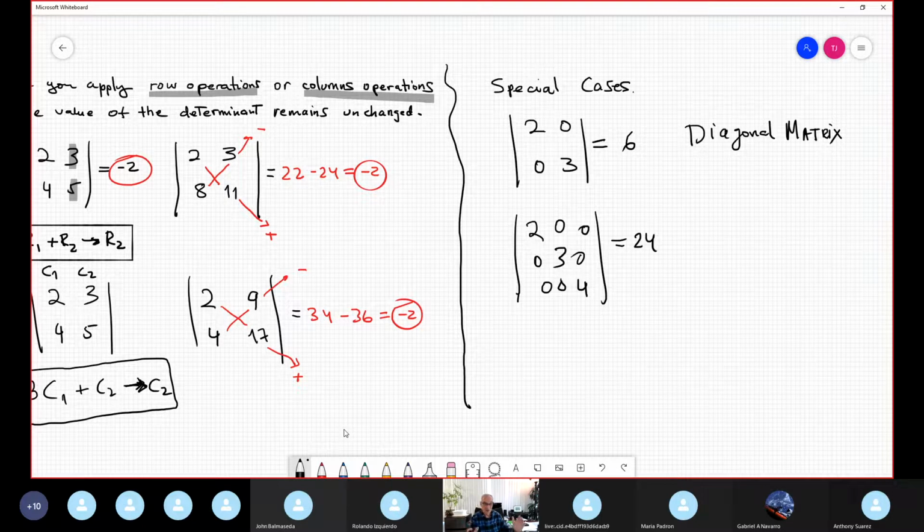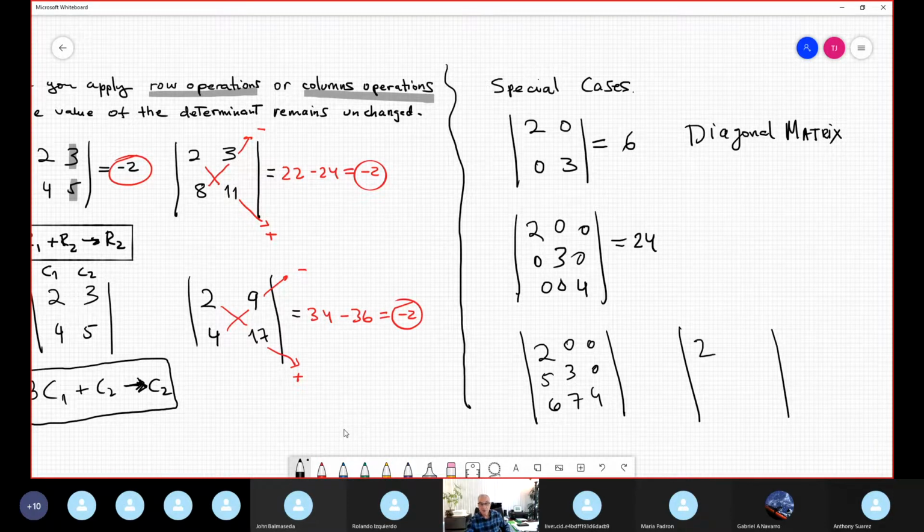Okay, it doesn't matter if we have 100 rows and 100 columns. You multiply only the main diagonal when it's a diagonal matrix. But it is not necessarily a perfect diagonal. We have upper diagonal or lower diagonal. Suppose this scenario: 2, 3, 4, and this is 0, 0, 0. But this is not 0, it's a number: 5, 6, 7.